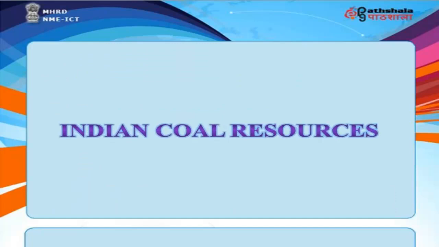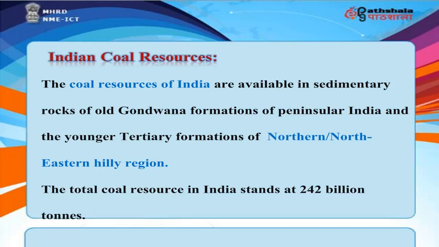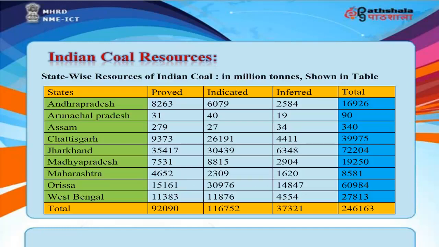Indian coal resources. The coal resources of India are available in sedimentary rocks of old Gondwana formations of peninsular India and the younger tertiary formations of northern and northeastern hilly region. The total coal resource in India stands at 242 billion tons. State-wise resources of Indian coal in million tons are shown in table number 4.